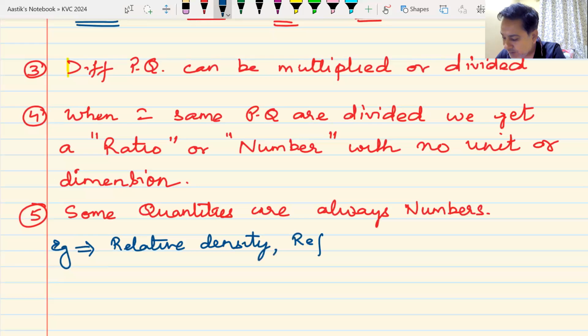Refractive index. Have you heard about refractive index? Yes or no? Refractive index is also just a number because it is the ratio of two physical quantities which are the same. So these quantities are purely numbers. They don't have any unit. They don't have any dimension. Yes or no?